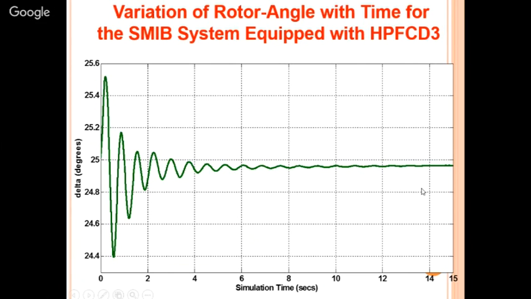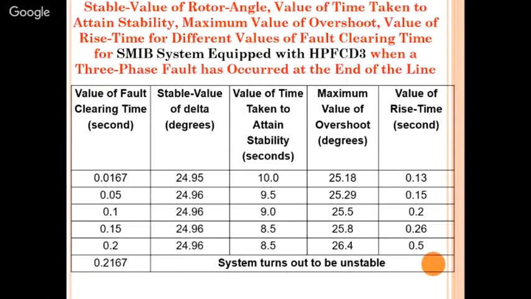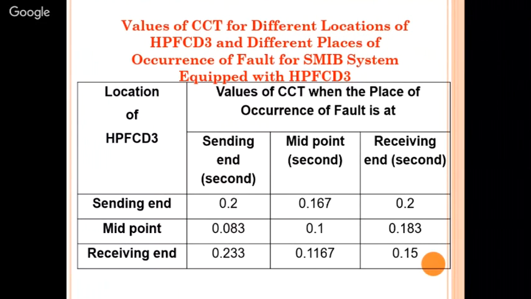And again, the various values are noted. Again, we can see that the delta remains almost constant, the value of rise time increases, and the overshoot is almost constant. The system becomes unstable at 0.2168. So this value stays around 0.21 in every configuration. Again, various locations of HPFC were changed as well as the fault was also put at various points.